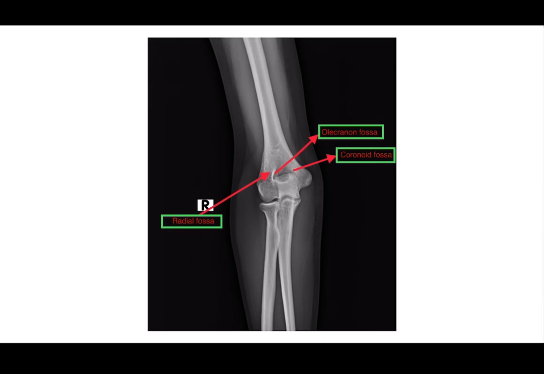Coming from the radial aspect, again the same approach. First we will read about the radial aspect and then the medial aspect. So here this is the radial fossa. This occupies the radius head when the elbow is in full flexion. This is the olecranon fossa. It is receiving the olecranon process of ulna, and this is the coronoid fossa which is receiving the coronoid process of ulna. So these are the three fossa in the humerus.